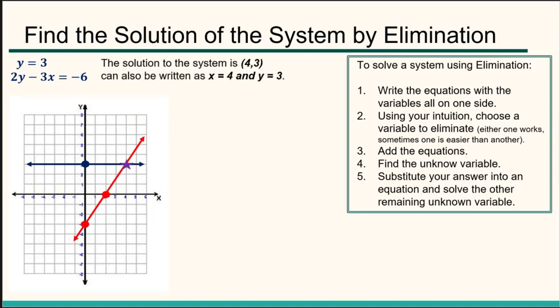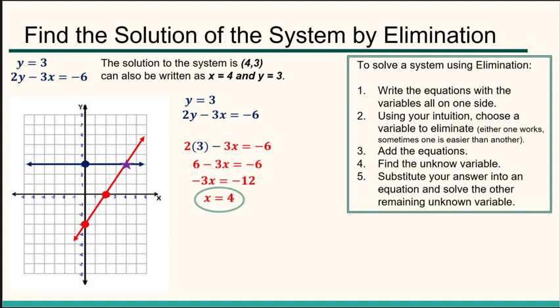We already know that for y equals 3 and 2y minus 3x equals negative 6, the solution to the system is 4, 3, and that can be written as x equals 4, y equals 3. Now to solve using elimination, we are going to, oh wait a minute, I already know what one variable is. I can jump on down to number 5, substitute my answer, and solve. And there I go. X equals 4, y equals 3. I already knew what that was, or I can write the point 4, 3.